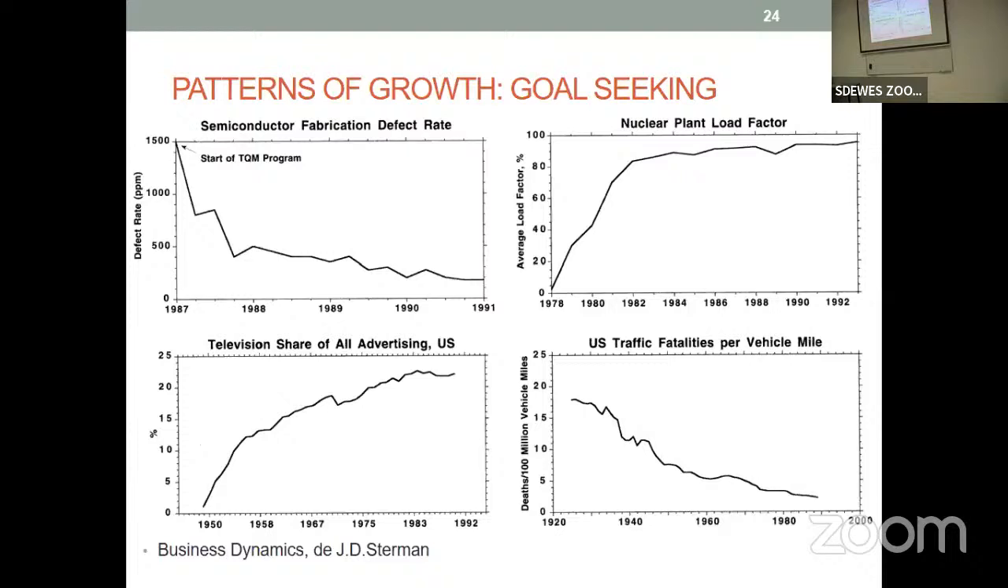This is the television share of advertisement in the United States. They increase the number of advertisements until a rate that was too much, so they fix the maximum rate of advertisement on TV. This is the traffic fatalities in the United States per vehicle mile. They start with a higher number of fatalities, accidents, or something similar, and decrease until a minimum. And this is related to our case, the nuclear plant load factor. We have been able to increase the nuclear plant load factor to very high values, but obviously it's very difficult to increase much more, as with other efficiency parameters.